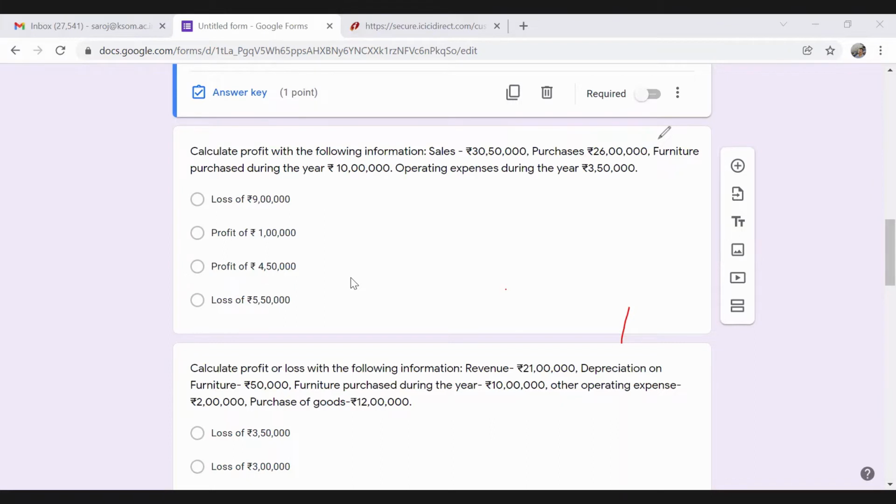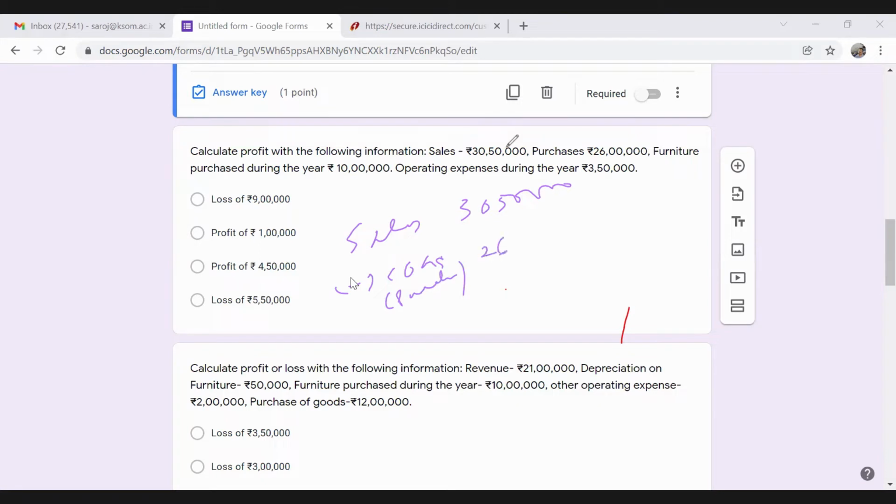Calculate profit with the following information. Same, sales minus cost of goods sold. Here, cost of goods sold is not given, purchase is given. What does it mean? The goods purchased are sold. So we have to assume that all the goods purchased are sold because there is no inventory. Otherwise I would have calculated goods sold. So my sales is 30,50,000, minus cost of goods sold or purchases. All goods purchased are sold.